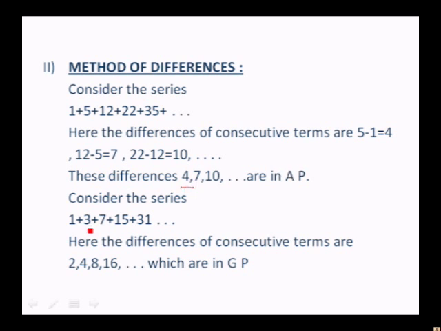Look, here the difference is 3 minus 1 is 2. Similarly 7 minus 3 is 4, 15 minus 7 is 8, 31 minus 15 is 16. 2, 4, 8, 16 are in GP. So these differences are all in GP.